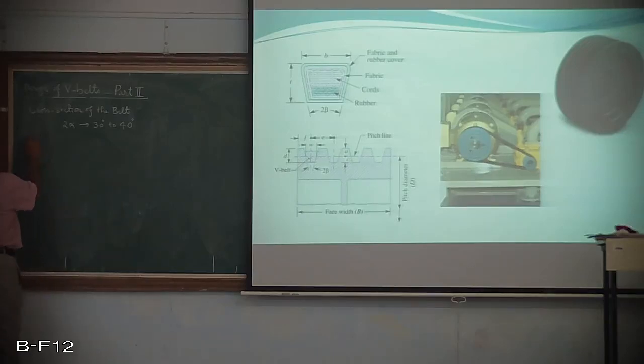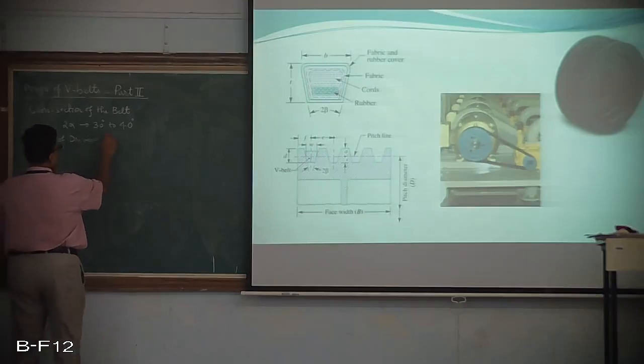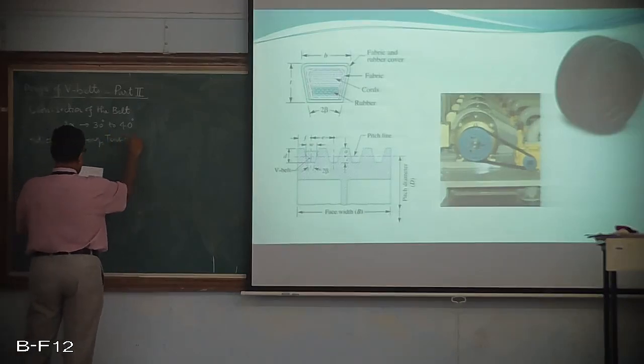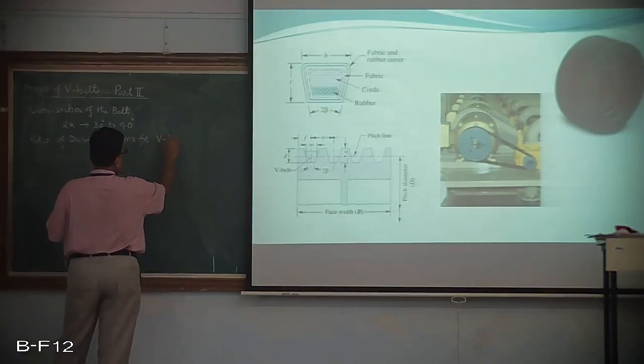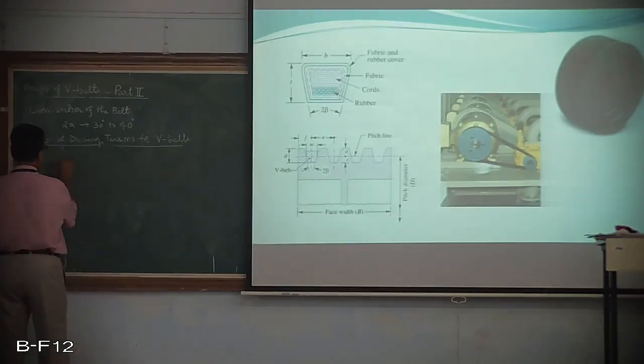Then, as I just mentioned, there is a relation between the ratio of driving tensions for V belts. I'll show it with the help of a small sketch. This is the V-groove pulley, and the belt is fitted here with this cross section. You can see this is the cross section of the belt, and there is a normal reaction on either side, and this is the total reaction R.